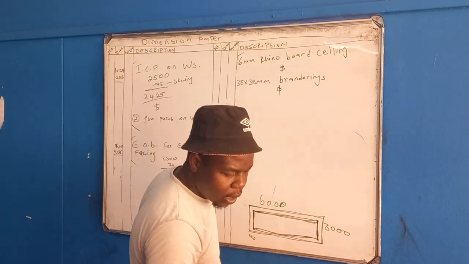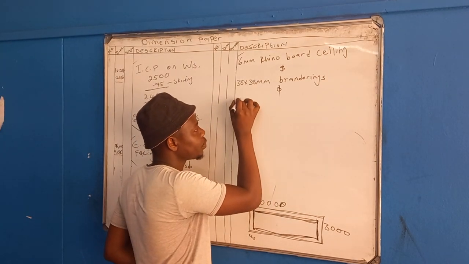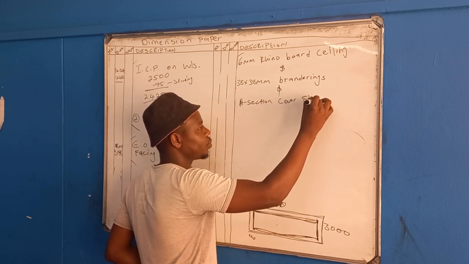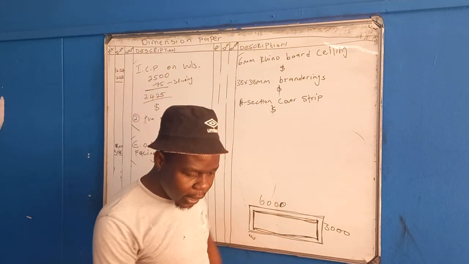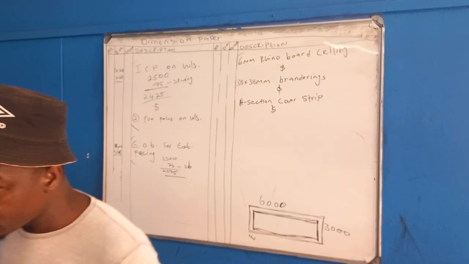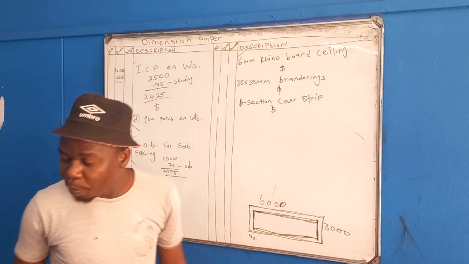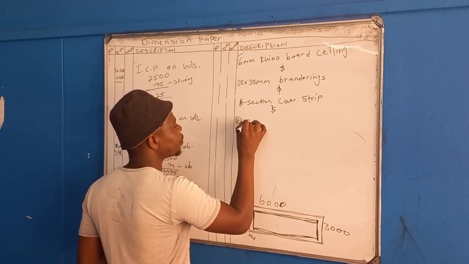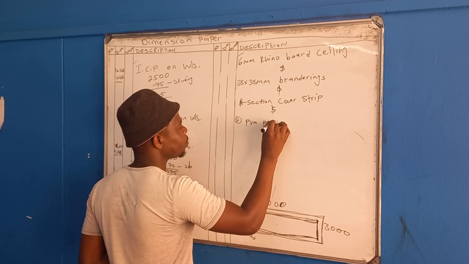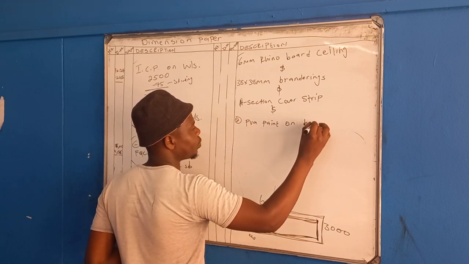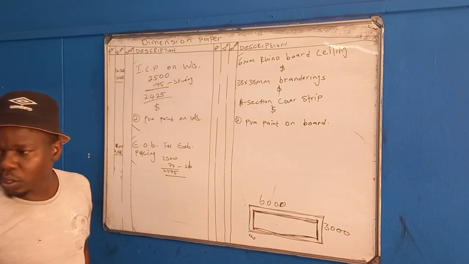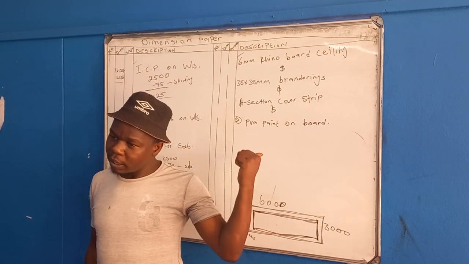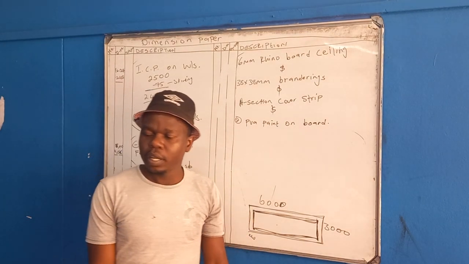H-section cover strip. So it's this. And then we add H-section cover strip. And then we add something again. We paint our ceiling board. We have two coats of PVA paint on board. That's why normally you find that the ceiling is white. They applied their paint there. And then from there we are done.